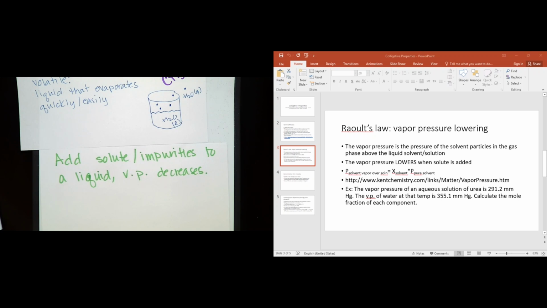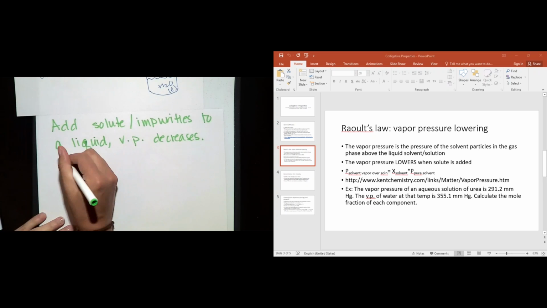So what's important to note is that when you increase the amount of solute, the vapor pressure decreases. If you remember that, it makes this formula a little bit easier to remember. So here's the formula.